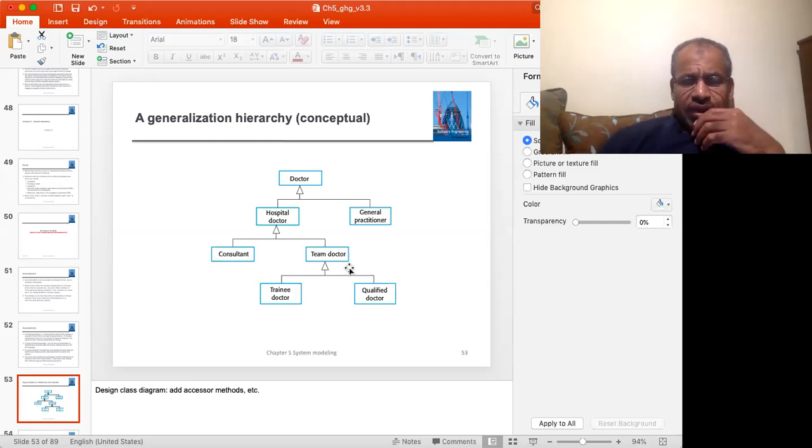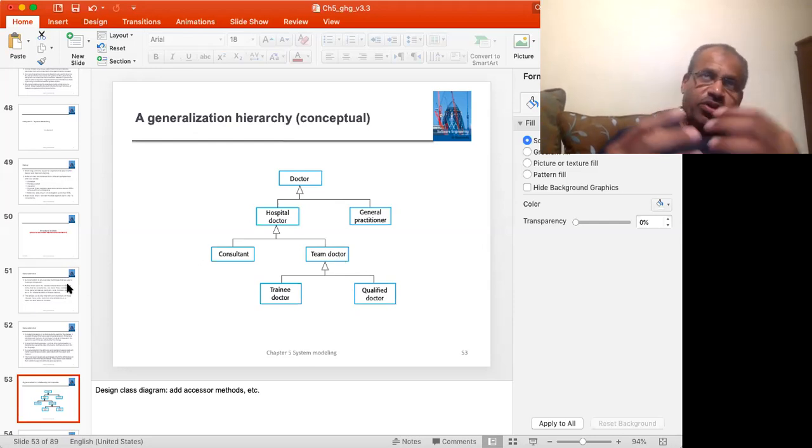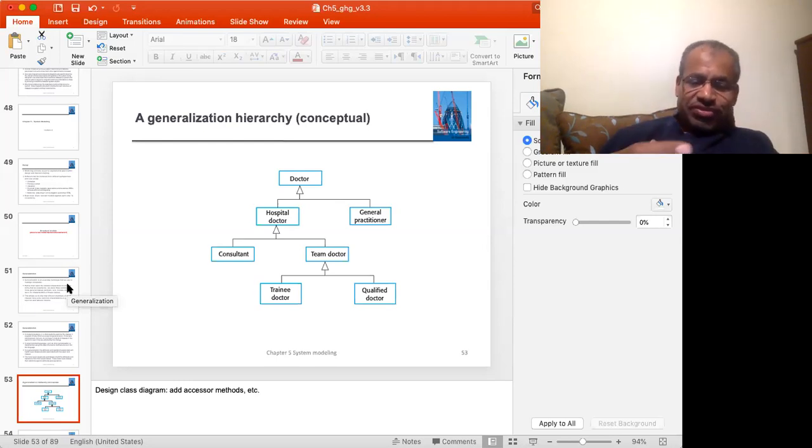Going one level down, a team doctor here has subtypes or subclasses. The subtypes are not exactly identical, but they're very similar. The subclasses of team doctor include a trainee doctor and a qualified doctor. Again, both trainee doctor and qualified doctor would inherit the characteristics of the parent class, which is the team doctor.